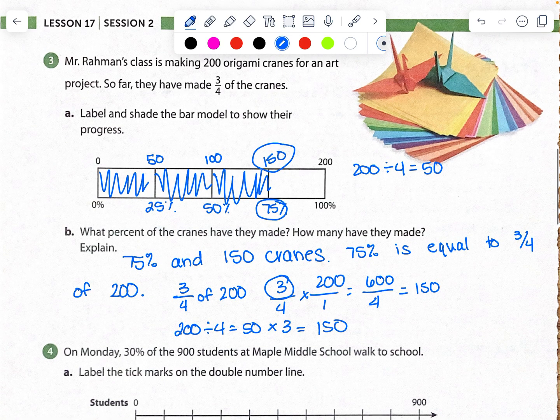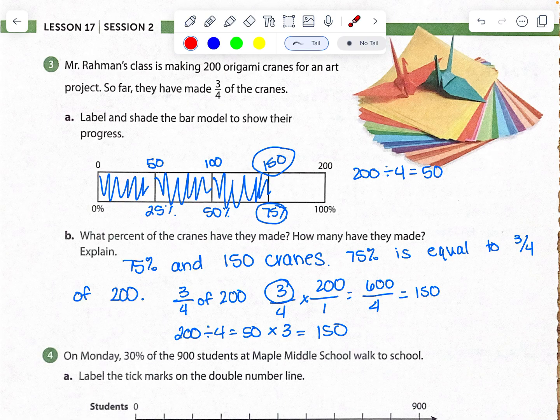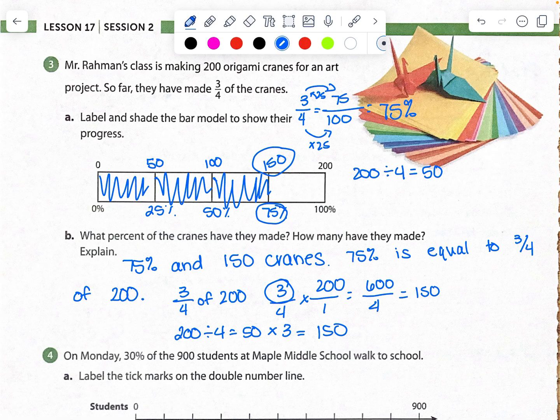Oh, before we move on, let's point out, you're supposed to be recognizing 3/4 is always going to be 75%. Another way to think of that, or the reason that is, is because if you think of 3/4 and you're trying to get to 100, you have to multiply by 25. 3 times 25 is 75, and anything over 100 can be represented as a percent. Okay, so 3/4 is always 75% of something.